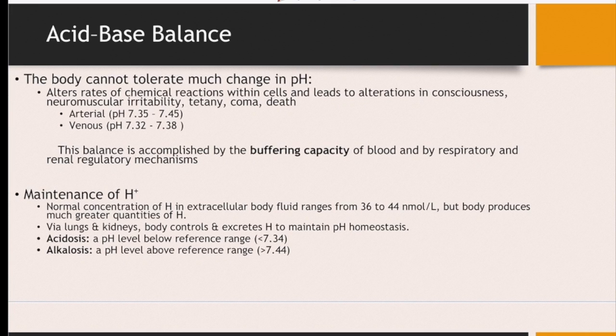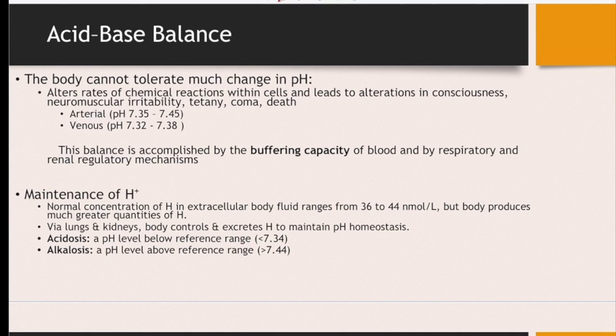And the way that we resist changes in pH within our system is through the buffering capacity of blood. So this is where buffers start to get really important. There are also other mechanisms in which we keep all of this in balance, and we'll talk about those as well. They go hand in hand with the buffering capacity of blood, and they all work together. And that includes some respiratory mechanisms as well as renal regulatory mechanisms.